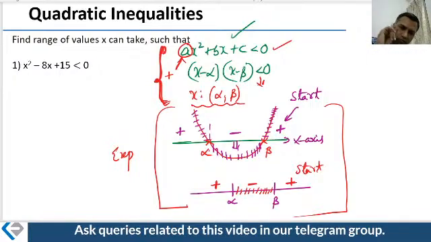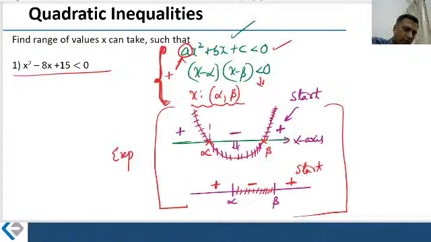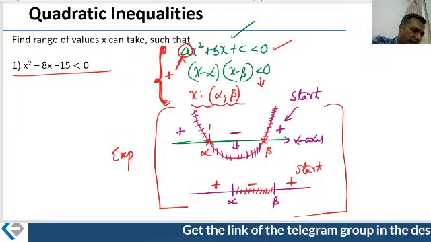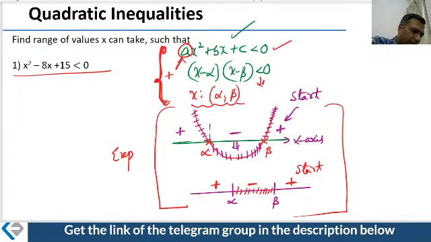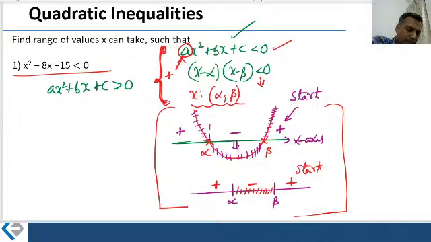That's point number 1. Let me draw point number 2 right here. Say, for example, what if I have the greater than sign? So I have ax square plus bx plus c is greater than 0. Fair enough. If it is greater than 0, then you would say this.